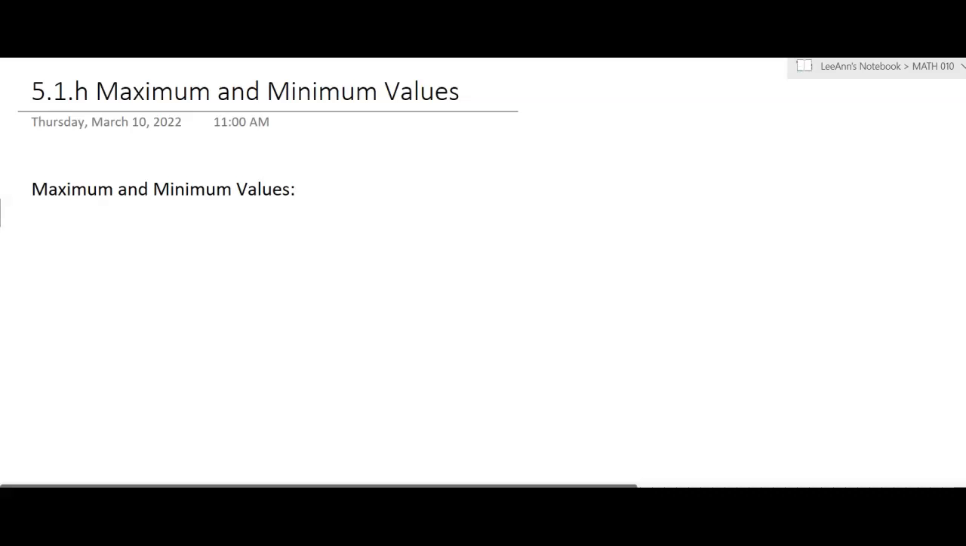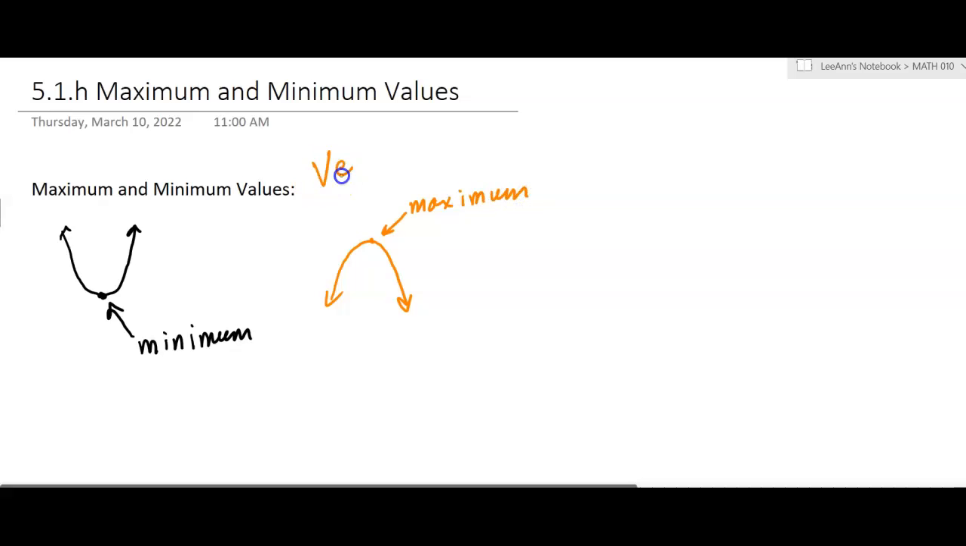Okay, so maximum and minimum values. You can have a parabola like this, and it has a minimum value. It's at the vertex. And you can have a parabola like this, and it has a maximum value. And again, it's at the vertex. So maximum and minimum values are all about the vertex.